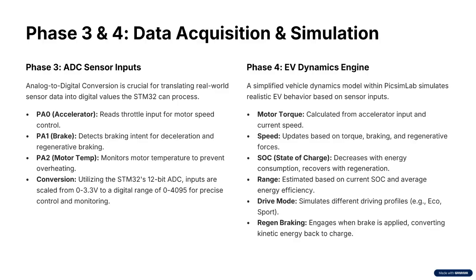In the next phases, which are 3 and 4, we have done data acquisition and simulation. The STM32 cannot directly understand analog voltages, so we use the 12-bit ADC. The ADC converts voltages between 0 and 3.3 volt into digital values from 0 to 4095. So we have connected pins PA0, PA1 and PA2. The PA0 reads acceleration input, PA1 reads brake position, PA2 monitors motor temperature. Using these sensor values, the STM32 calculates vehicle speed, motor torque, SOC, regenerative braking, remaining range, and drive mode.